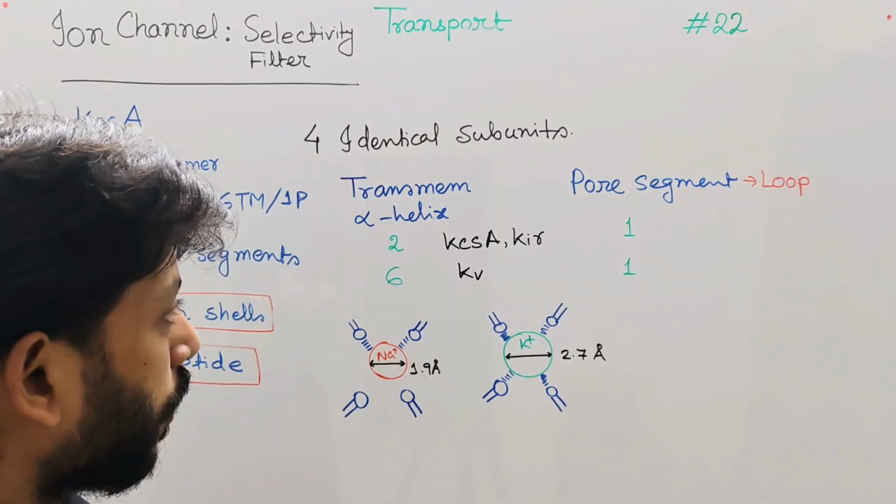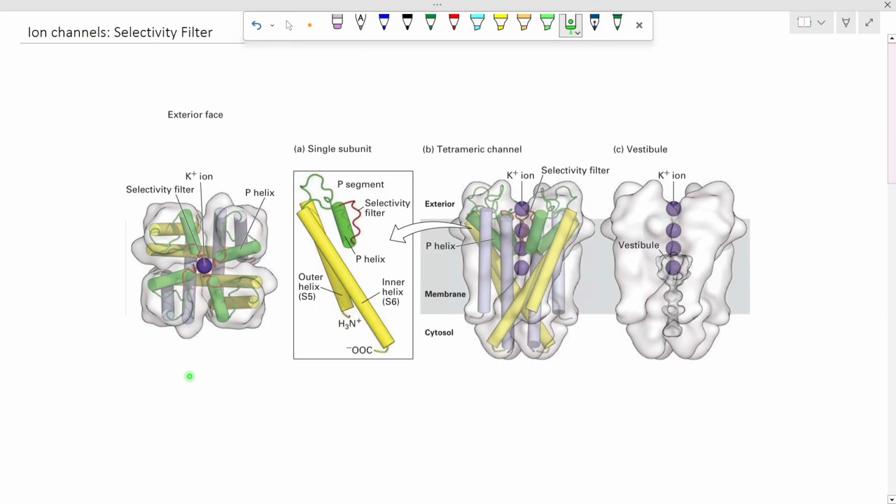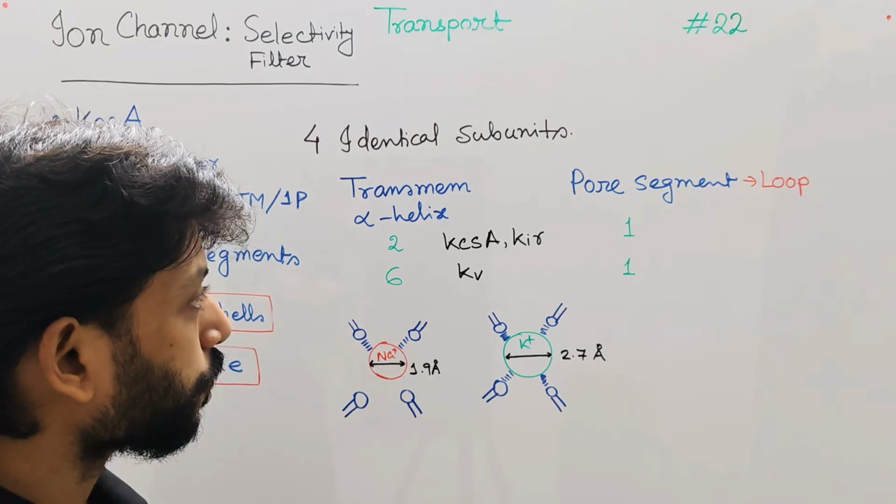Now, I will show here the structure of KcsA in this video. As you can see, this is the structure of the bacterial potassium channel KcsA. It contains 4 identical subunits, and each subunit contains 2 transmembrane alpha helices and a P segment. In this P segment, there is a loop structure that actually makes the selectivity filter. So the loop structure shared by 4 subunits makes the real selectivity filter.